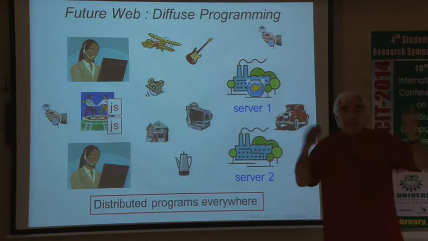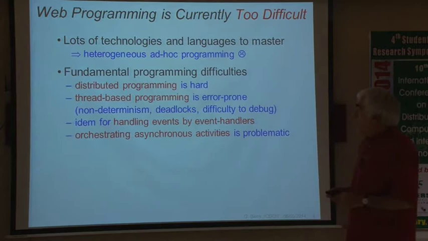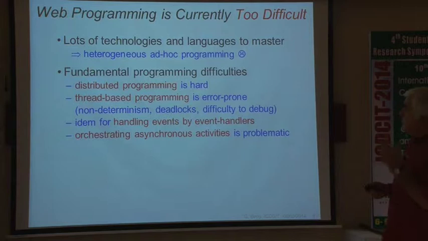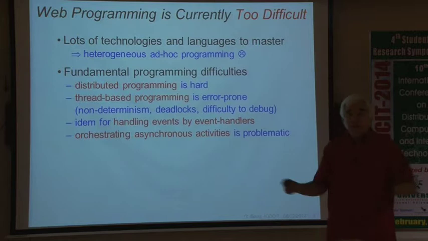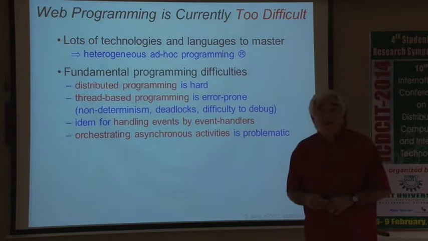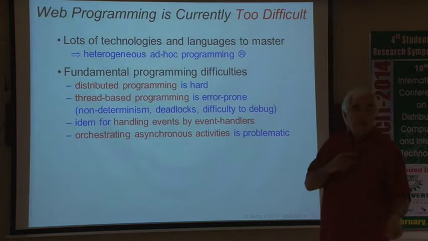Everybody tells that, but everybody forgets one thing: nobody knows how to write distributed programs that work. Now, it's a big problem. Web programming is too difficult, because you have lots of technologies and languages to master, and all these languages are not completely well-baked. Fundamental programming difficulty: distributed programming is hard by essence. Thread-based programming is worse. It's probably the most difficult way to program ever invented, but we still have to use threads because we don't know how to do much better. You have non-deterministic deadlocks, it's very hard to debug, and so on. Only beginners think that threads are easy.